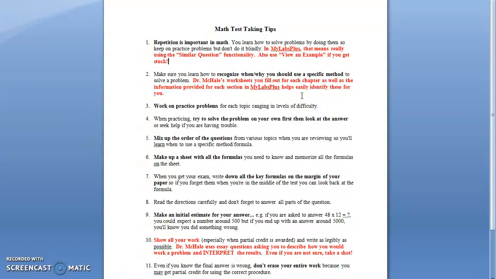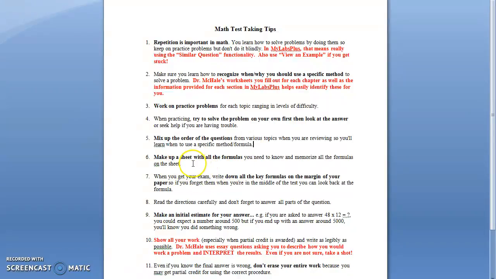Also that you read all of her information on the website, because she tries to accent and highlight important information. Obviously, you practice problems with various levels of difficulty. You try to solve the problem on your own first, then look for the answer. You can mix up the order of questions so that you're practicing how to recognize when you're using a certain method.